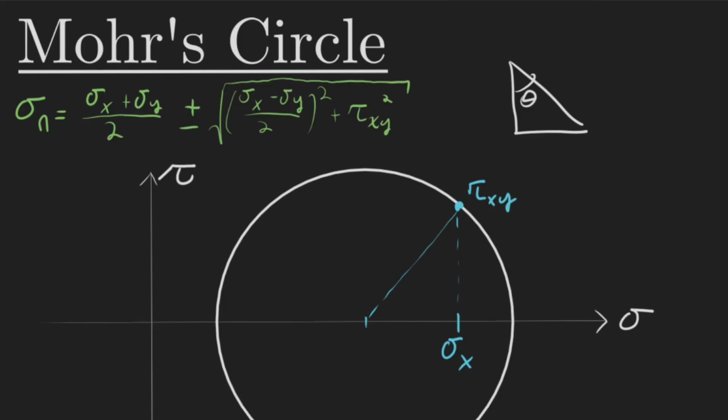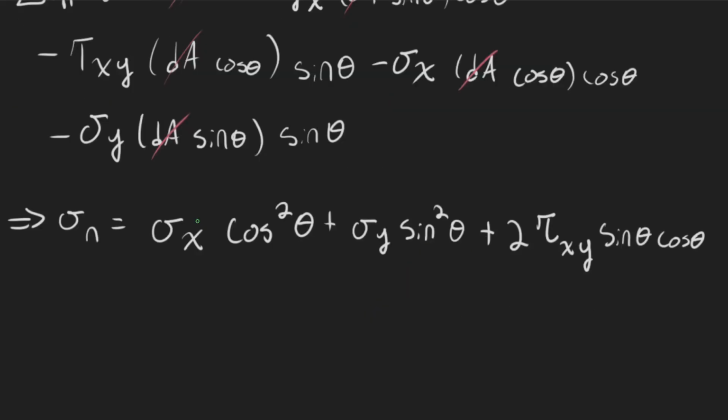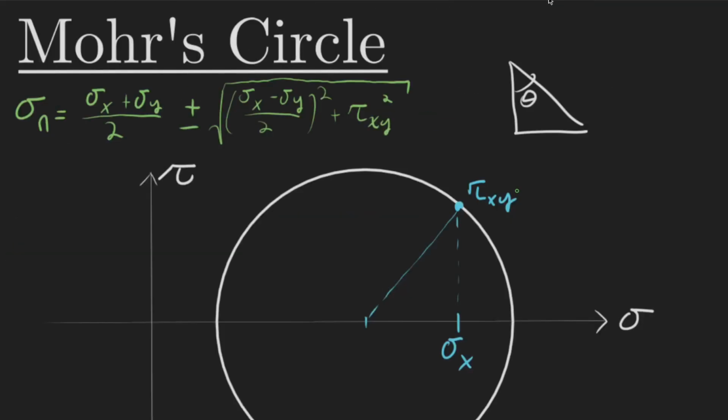And we can also do the same thing with 90 degrees. At 90 degrees, the cosine is 0, so these two terms go away. The sine is 1, so we just get sigma y. So we could also plot on here sigma y, let's just say it's right here, and then we also have our shear right here. Boom. Shear. And we'd have something like this.